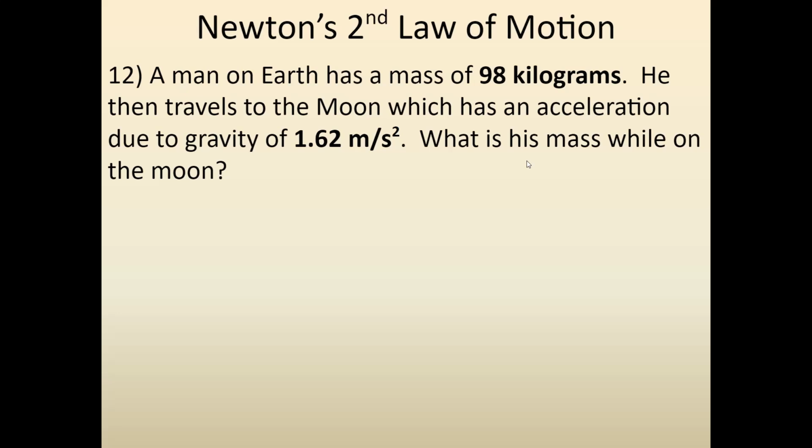Now, here's a question that is pretty much the bane of the existence of a lot of physics people. You have to be super careful with the way this is worded. It says the man on Earth has a mass of 98 kilograms, travels to the moon where we have a different acceleration due to gravity. They want to know the mass on the moon. The answer is 98 kilograms, because the key thing is that mass never changes.